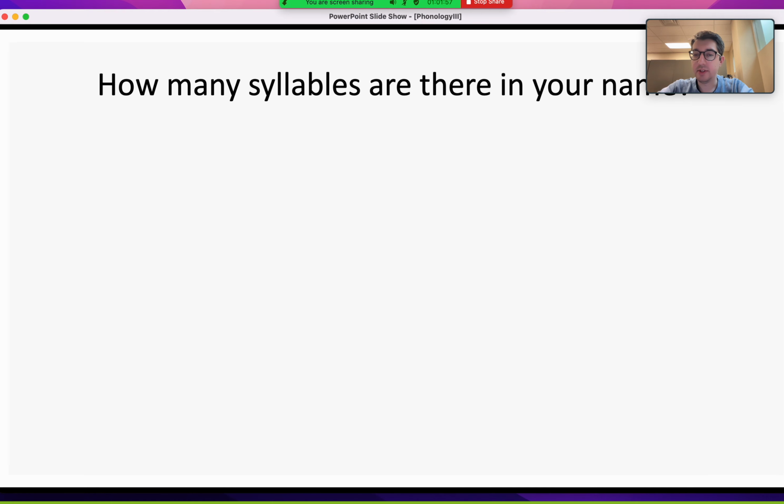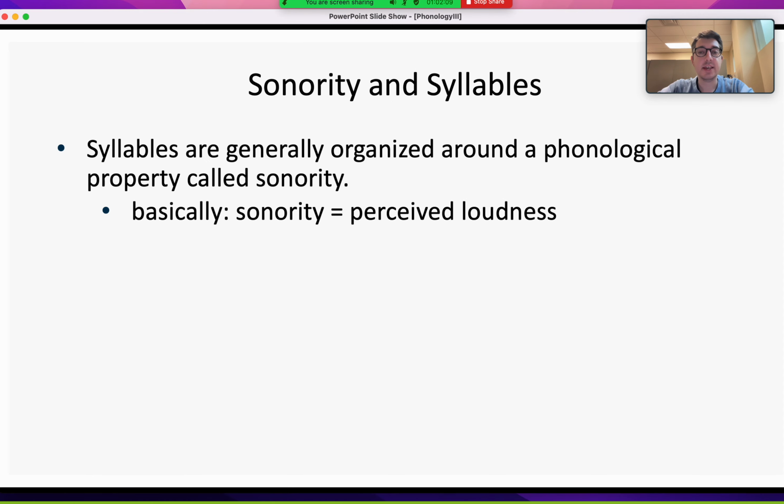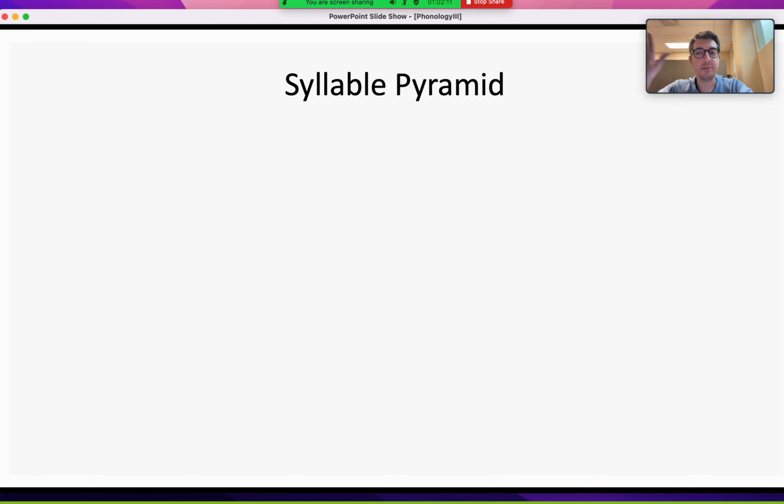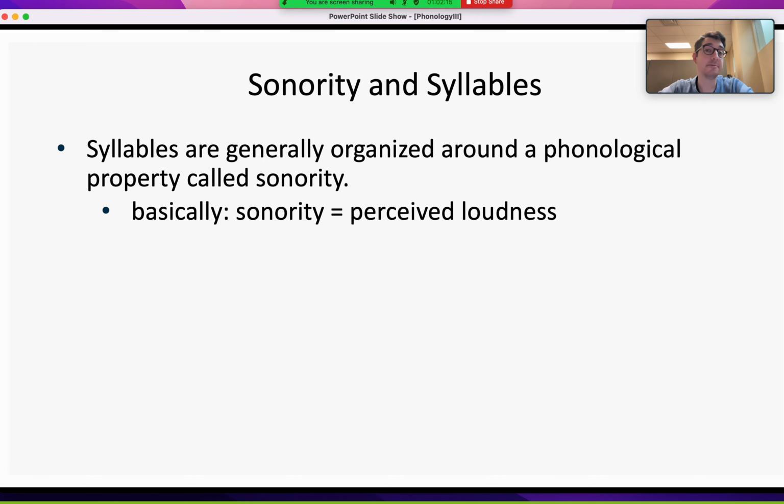How many syllables are there in your name? I think you all know the answer to this. So for my name, Dushan, it's Du-shan, right? So two. And we were talking about this in our class. And we were doing a syllable pyramid. Remember, when you begin and then you count the syllables with certain words, right, that I read out to you.